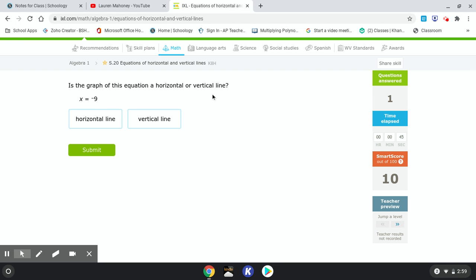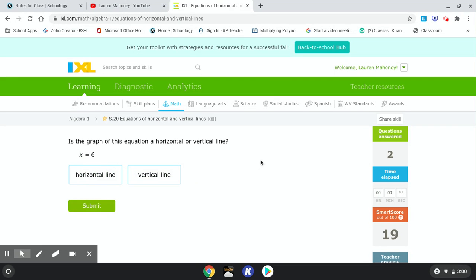Vertical lines are always x equals, horizontal lines are always y equals, and then you name the number on the axis that you're crossing through. So we would submit that, and there's our answer.